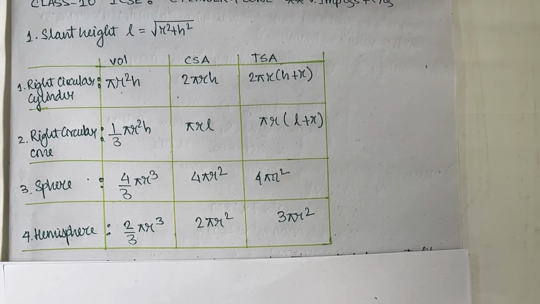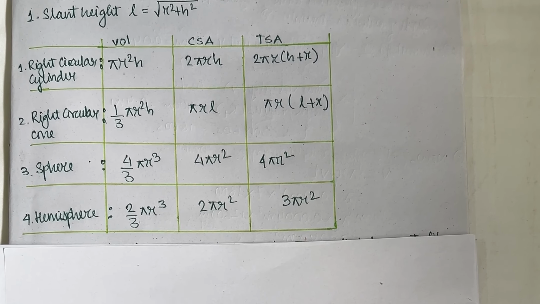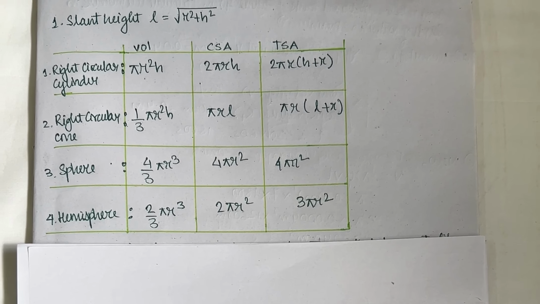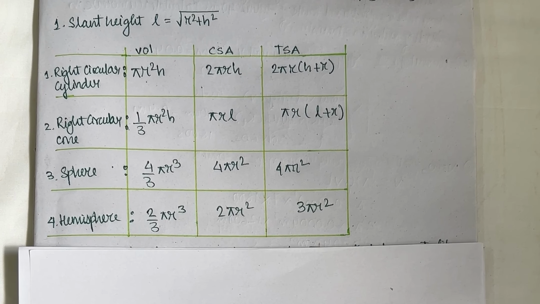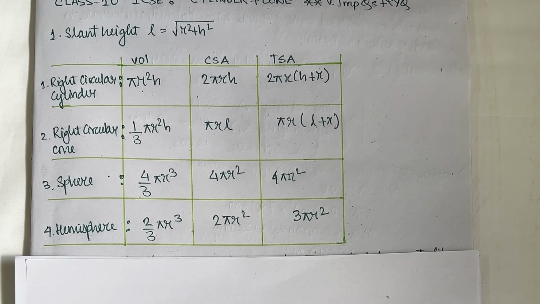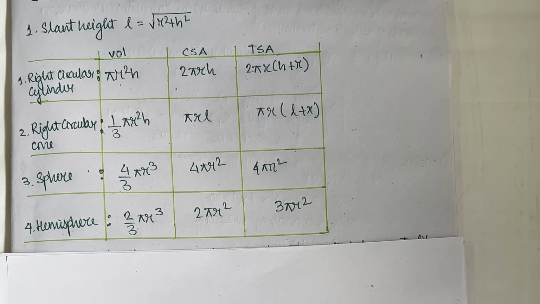Slant height L is equal to root over r square plus h square. You can see I have made a column. You can take a screenshot of it. Now let us dive into our sums.